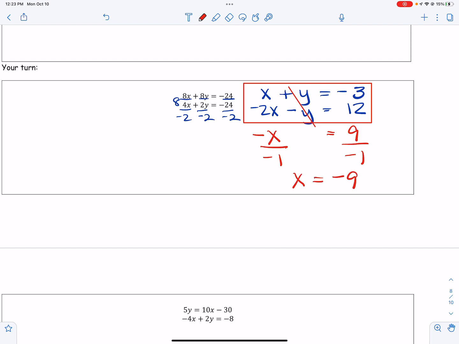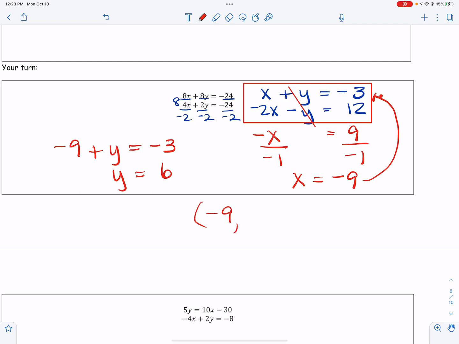And then you could plug it back in. I'd probably use this one. So negative 9 plus what is equal to negative 3. So y is equal to positive 6. So negative 9, positive 6.